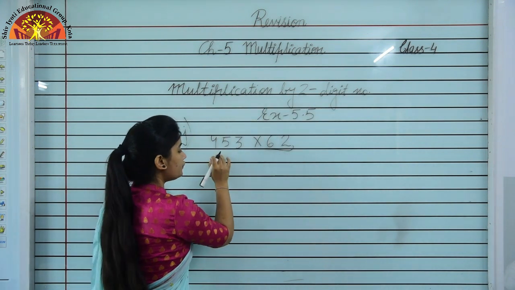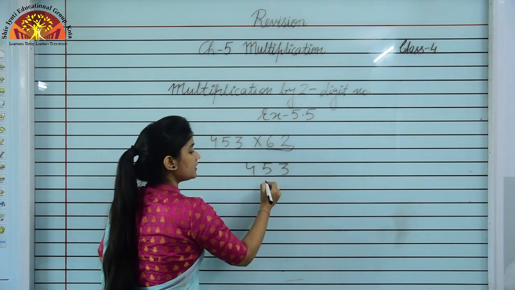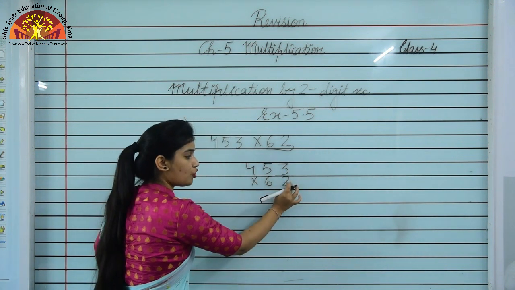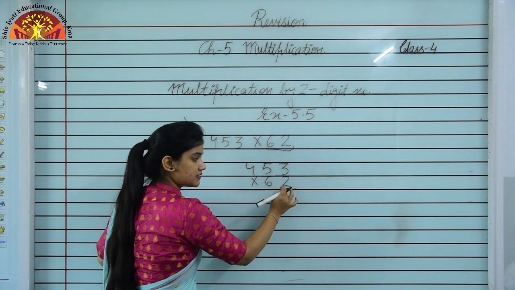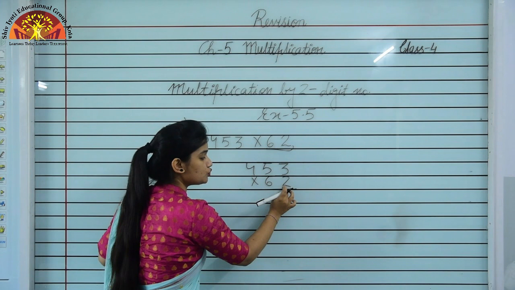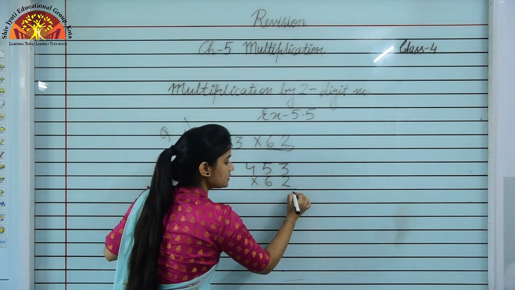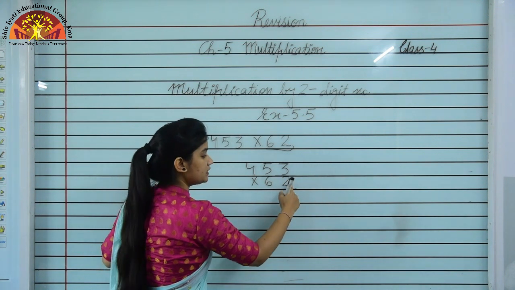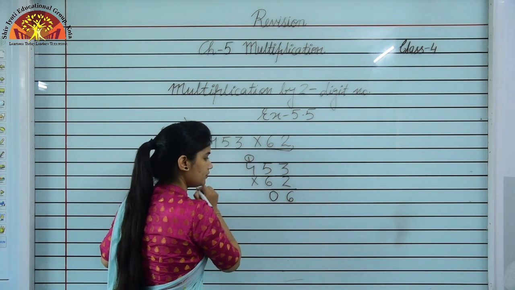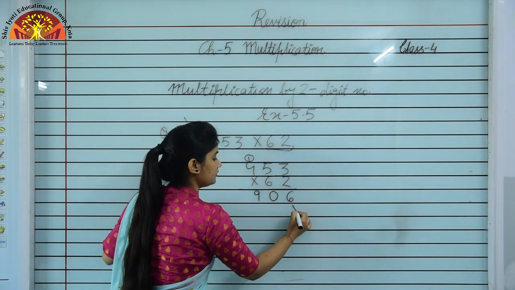Is it clear? So first of all we have to write the first number, that is 453. Then we'll write the next number, that is 62. Now we have to observe this number that is given on ones place, 2. This 2 you will first multiply by 3, then 2 will be multiplied by 5, then 2 will be multiplied by 4. 2 3s are 6 will come here. Is it clear? Then 2 5s are 10, 0 will come here, 1 carry over, and 2 4s are 8 plus 1, 9. Is it clear?